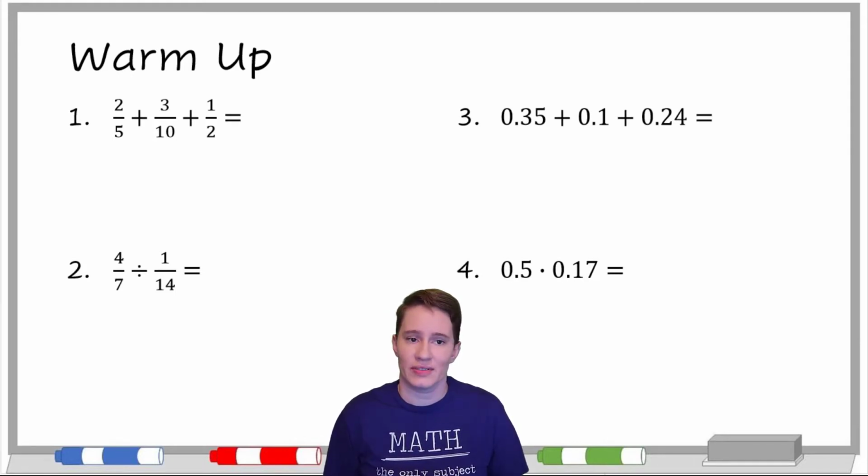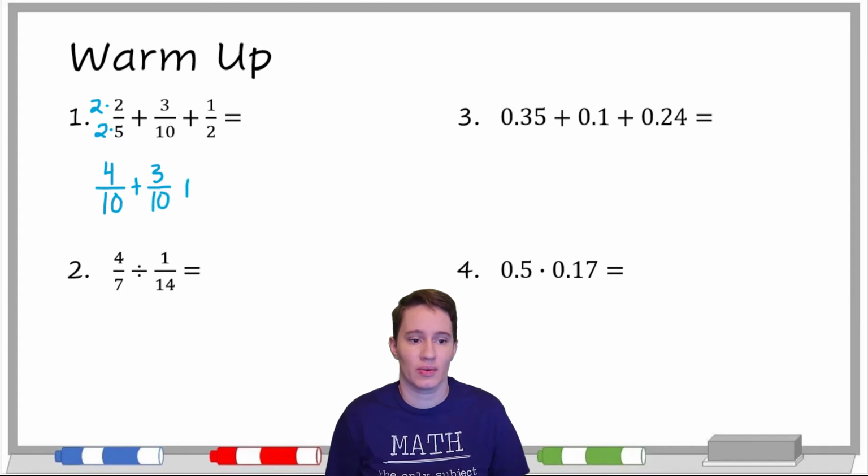So to get all of these to have 10 on bottom, we think about what do I multiply by to get a 10. So for 5, I need to multiply by 2. And since I'm going to multiply by it on the bottom, I have to multiply it on top as well, because that gives me an equivalent fraction. So this one's going to turn into 4 over 10. 3 over 10 already has 10 on bottom, so it's good.